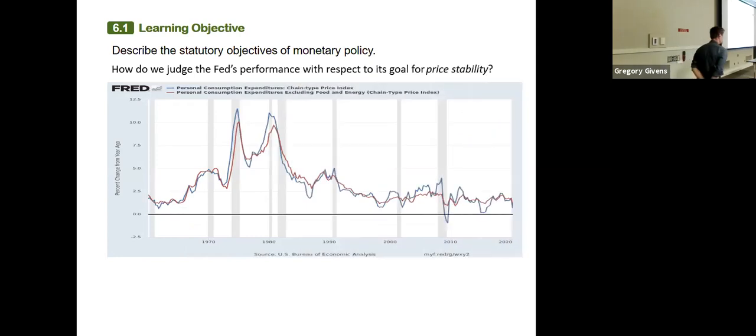How should we judge the Fed's price stability mandate? What does that mean? Well, generally we interpret price stability as not literally that prices are fixed over time, but rather that the economy's inflation rate remains fairly low and stable, okay?